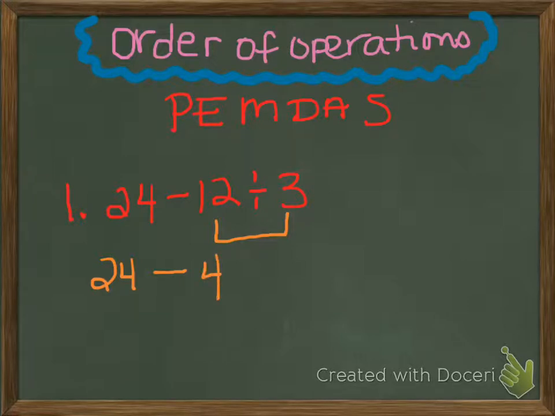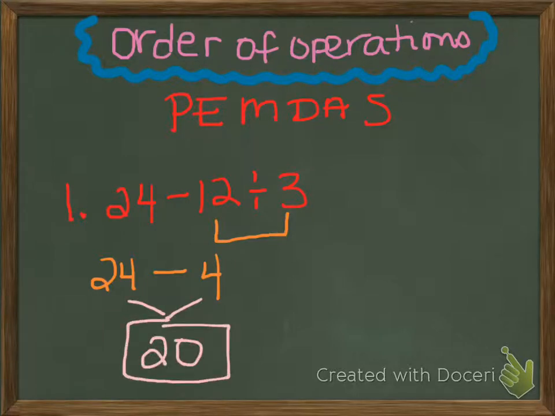Now I keep going along my PEMDAS list. So we looked at parentheses, exponents, multiplication, division. I don't have addition, but I do have subtraction. That is what we solve next. It's the last thing I have to solve. So I have 24 minus 4, is 20. That's the final answer. If you don't do it in the correct order, you will not get the correct answer.